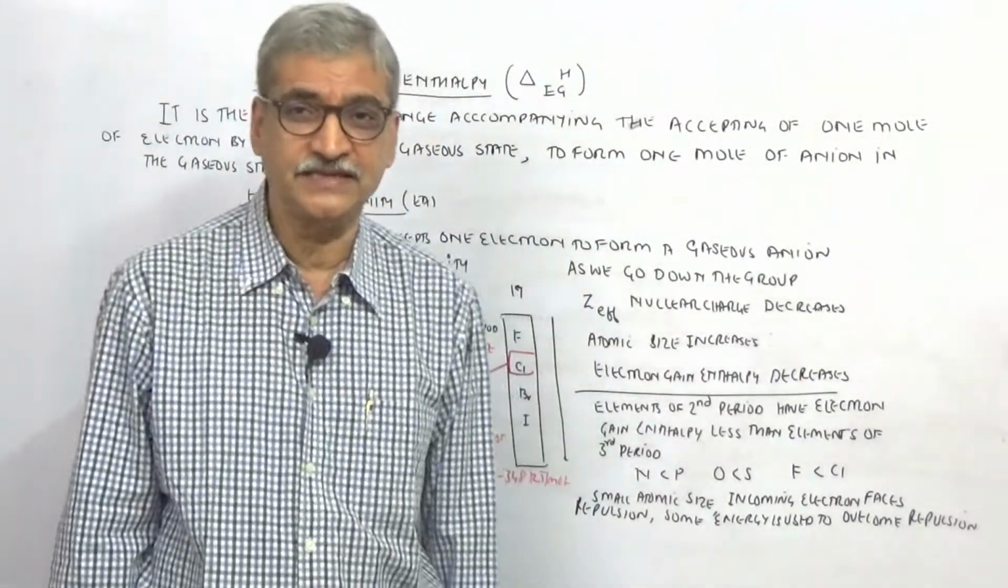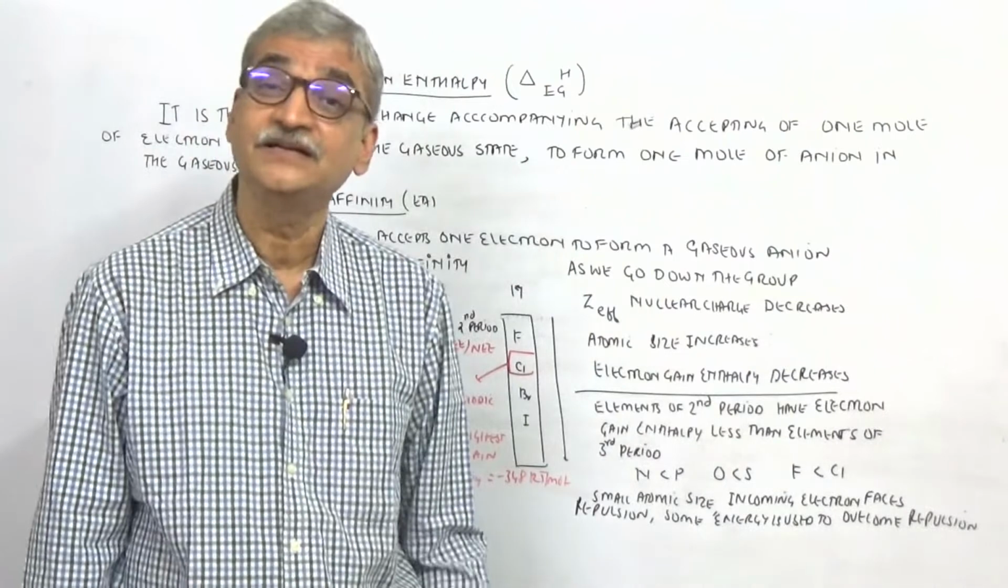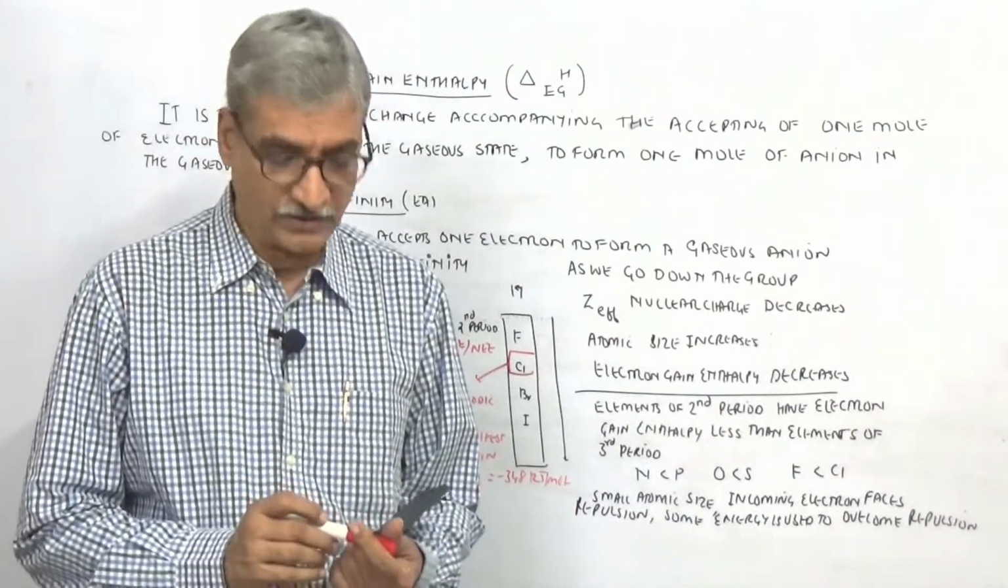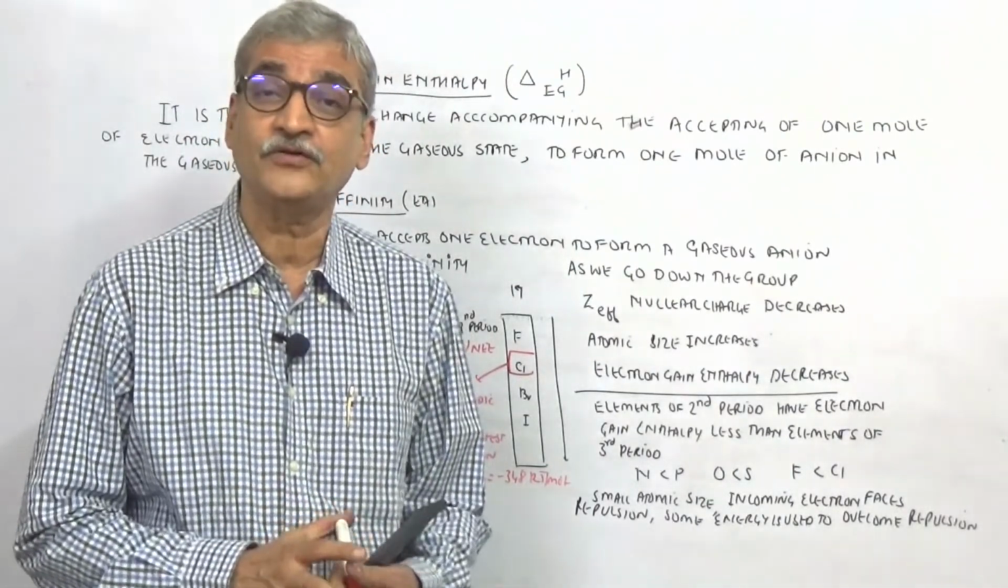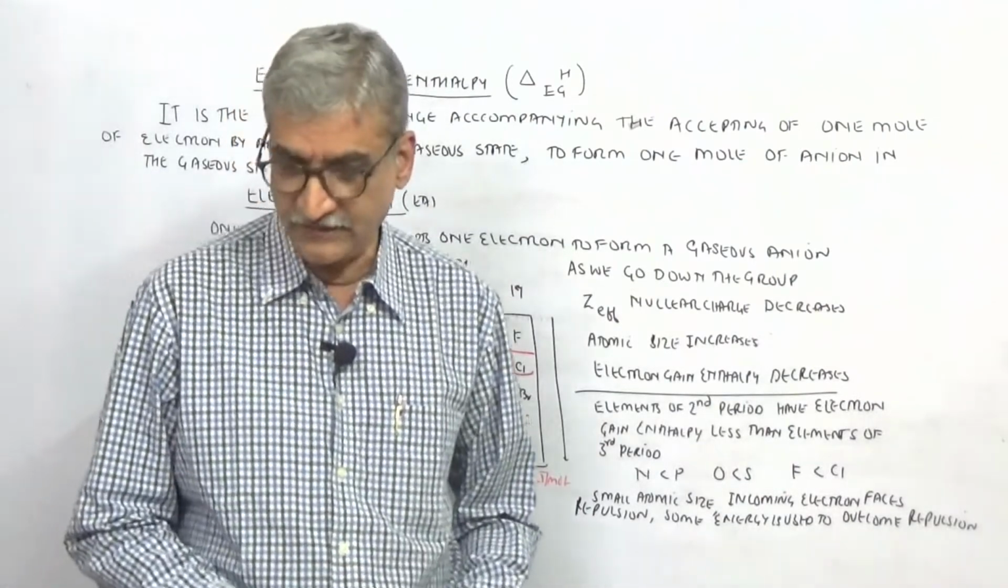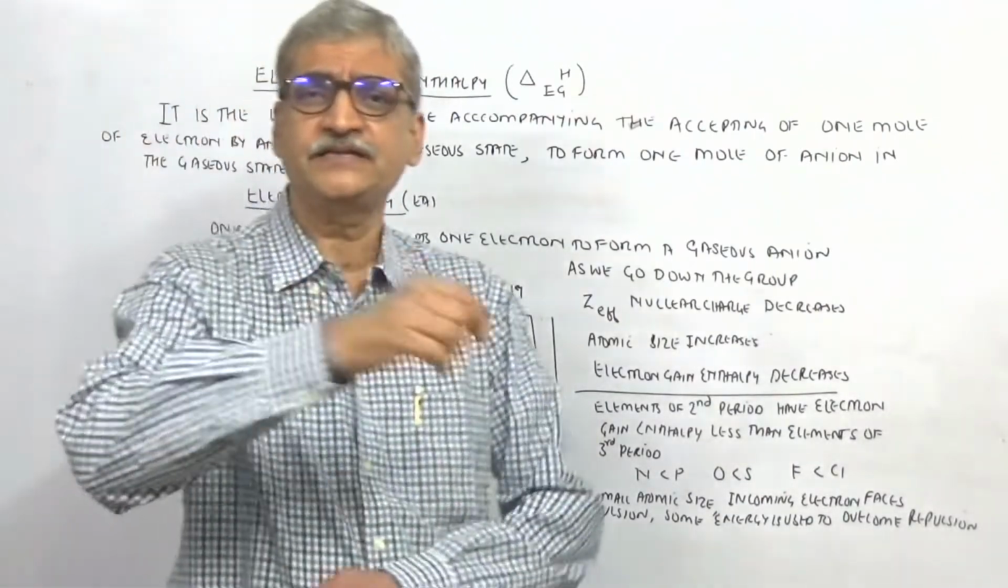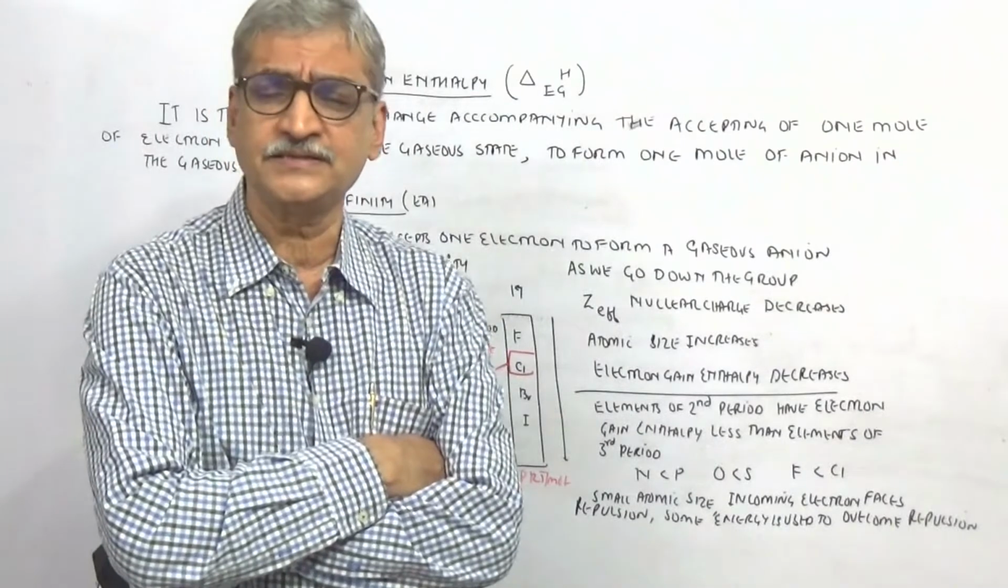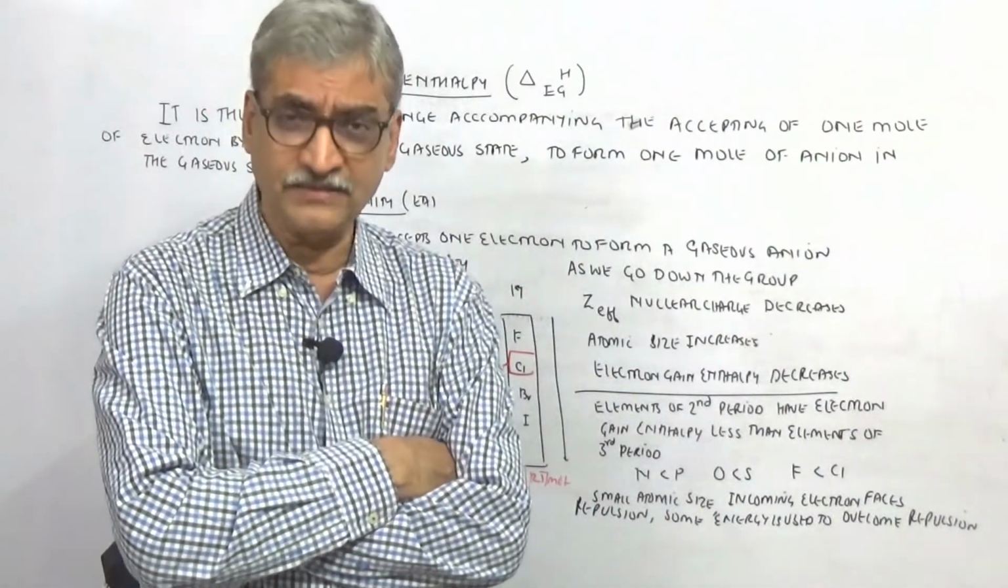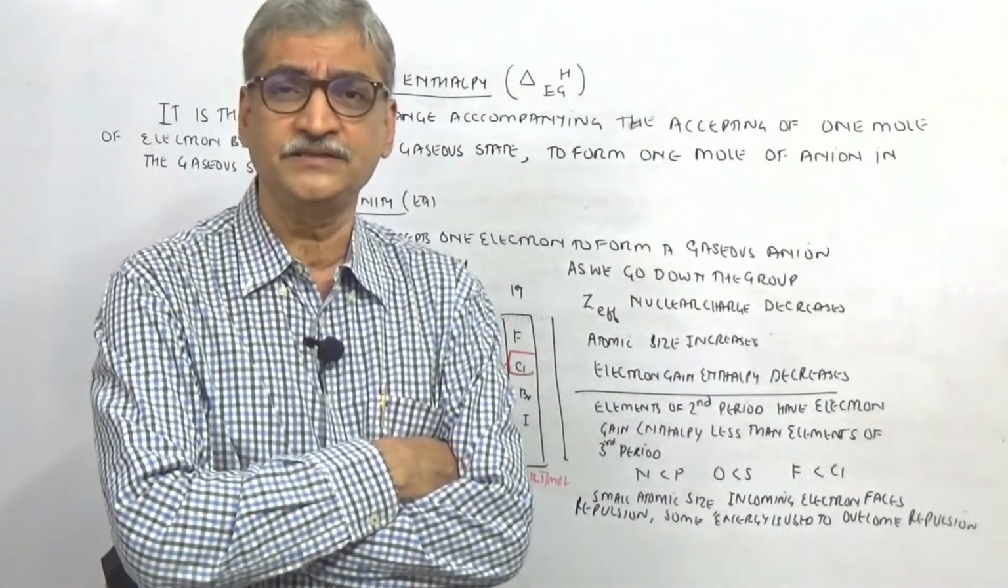It's not fluorine which has the highest electron gain enthalpy. It is chlorine. Fluorine has electron gain enthalpy less than that of chlorine. Explain. Give reason. Scientific reason. Only one. Fluorine has a very small atomic size. The incoming electron faces electron repulsion from the outermost electrons. So some energy is used to stabilize.